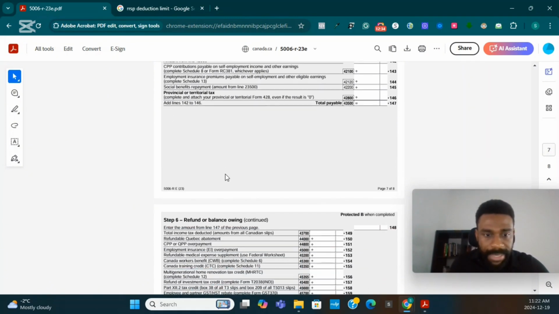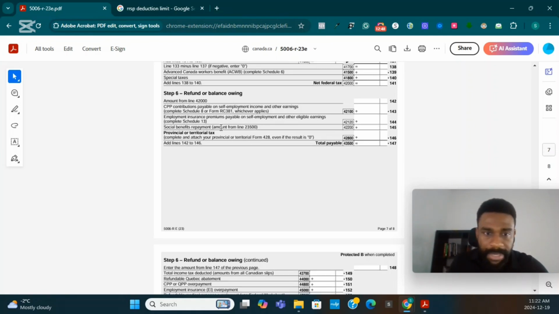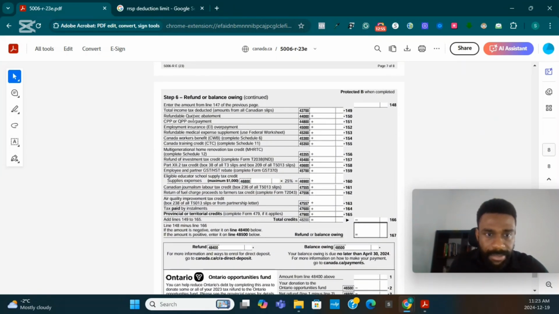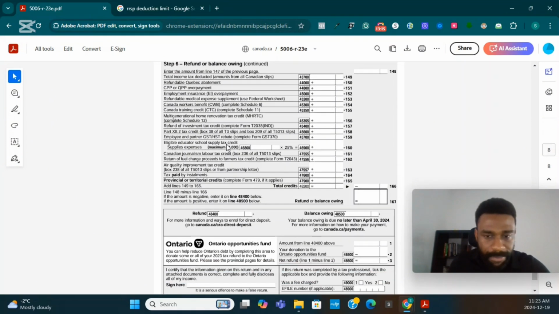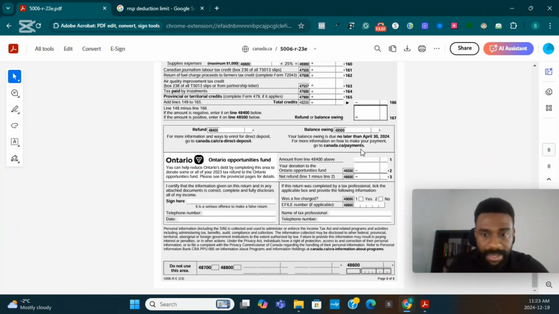And so it's possible that you could be in a refund position, and these are things that can put you in a refund position: CPP contributions, if you make CPP contributions as a self-employed person, employment insurance premiums, social benefit repayment amount. These things put you in a refund position. Then total income tax, you have EI overpayment, refundable medical expenses. This pretty much calculates all that you are qualified for, which is a refund, maybe for expenses you incurred that the CRA wants to give back to you. So when you finish filling out all this information, you come to the refund or balance owing, and that is pretty much everything you need to know about your tax filing.